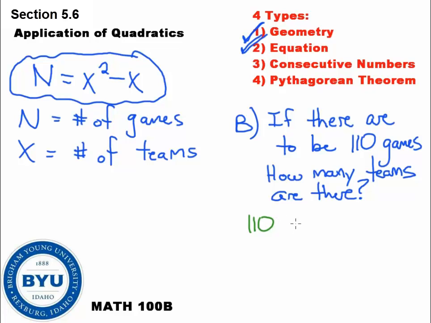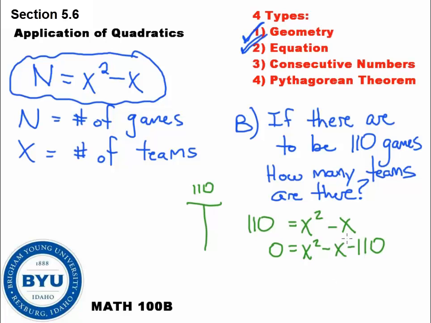And so now that we've got that, we plug 110 in. I get 110 equals x squared minus x. Now, anytime we have an x squared and an x value, the way to solve this is using factoring. So we're going to have to get everything equal to 0. So I subtract the 110 over, and I get x squared minus x minus 110. I then factor this. I've got to find the factors of 110 that come out to be 1.